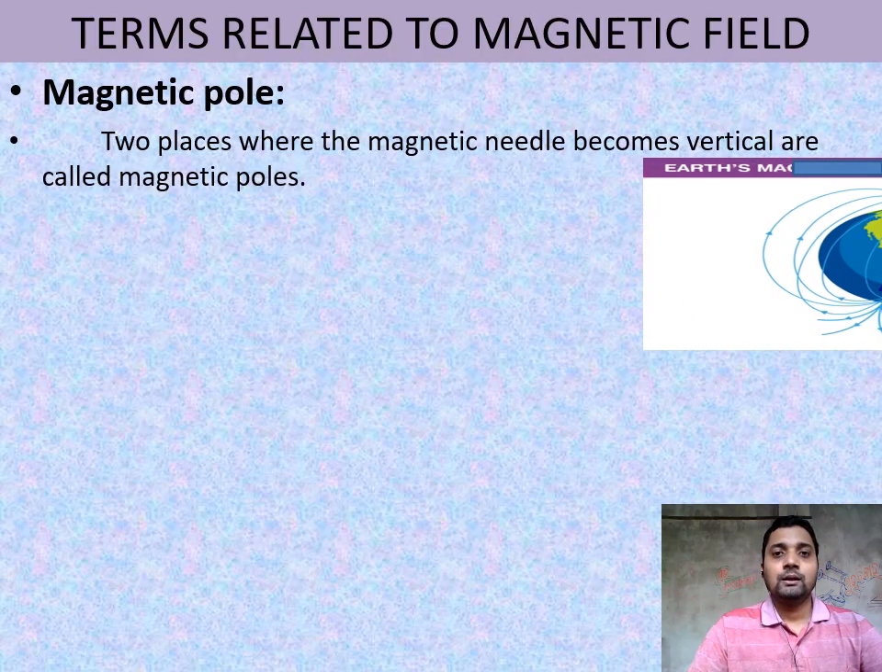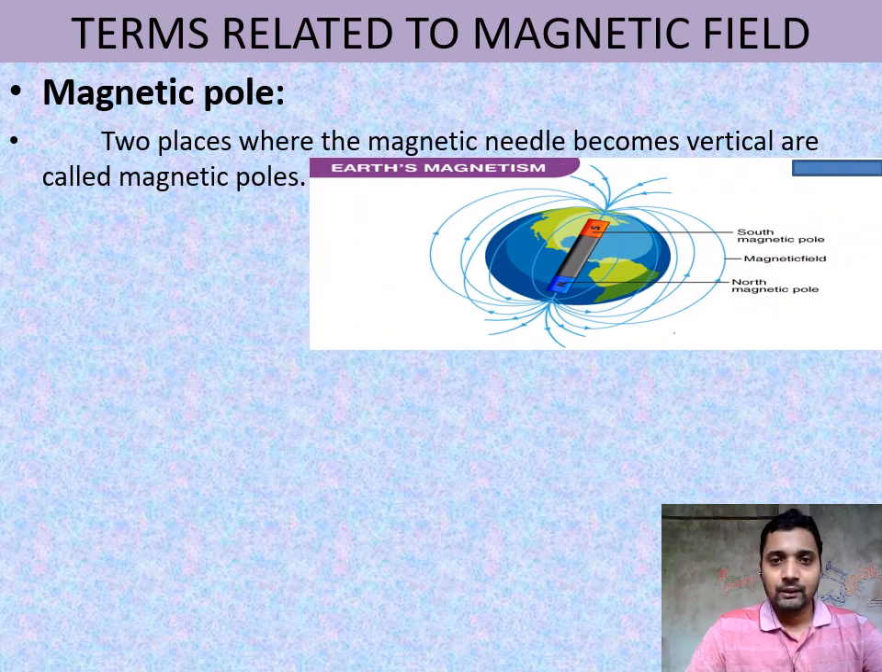One more thing, terms related to the magnetic field. In the magnetic field of the earth, the place where the magnetic needle becomes vertical is called the magnetic pole. Like a bar magnet has two poles, the earth also has two poles, the earth's north magnetic pole and the earth's south magnetic pole, and the magnetic field is all around.